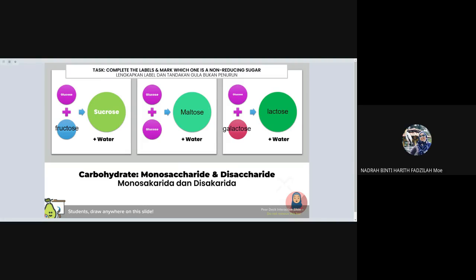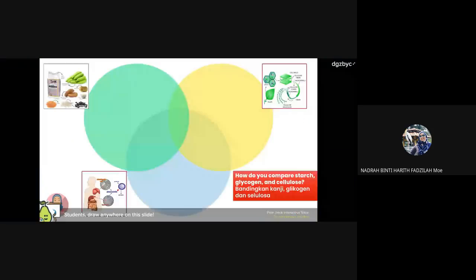So we know that the combination of monosaccharides will produce disaccharides. However, we need to understand another category of carbohydrate. Kita kena faham juga lagi satu kategori karbohidrat iaitu polysaccharide. So let's take a look at this one. How do you compare starch, glycogen dan selulosa? Macam mana kita nak bandingkan antara ketiga-tiga ni?